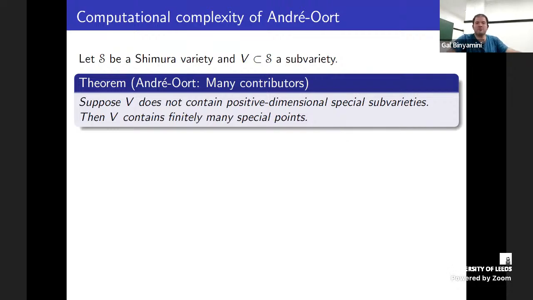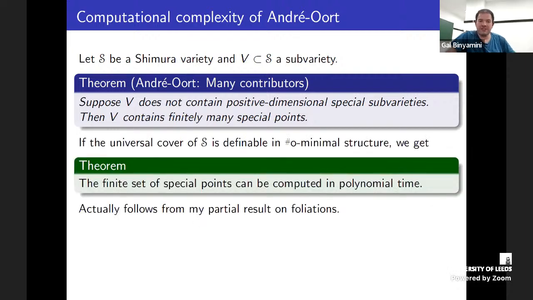Many people have contributed to the proof of this theorem in this generality. The original case of modular curves, which was the original conjecture, is due to Jonathan Pila. And the most general case I'll mention in the next slide. Suppose we knew that the universal cover of a Shimura variety is definable in an o-minimal structure. That's part of the big conjecture that I mentioned. It should imply this in particular, and then we would get that the finite set of special points can be computed in polynomial time.